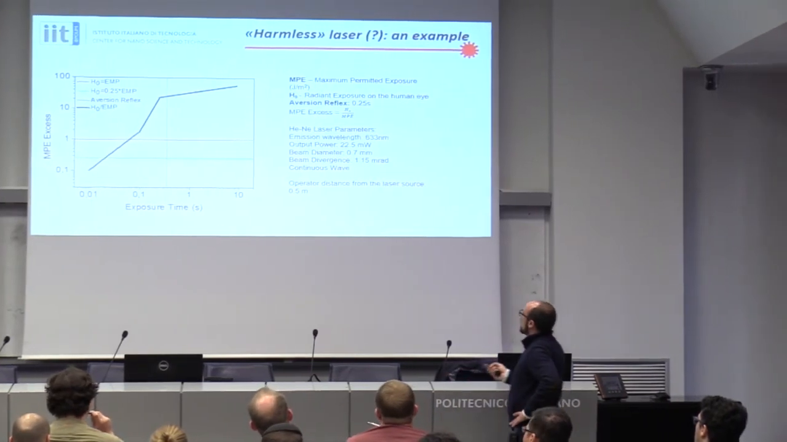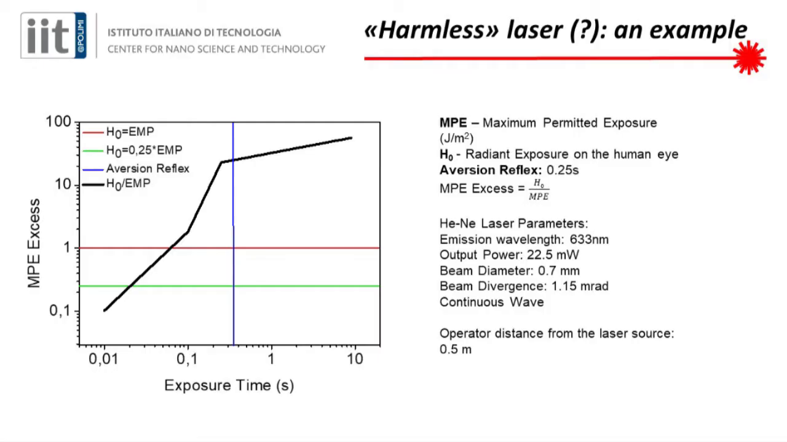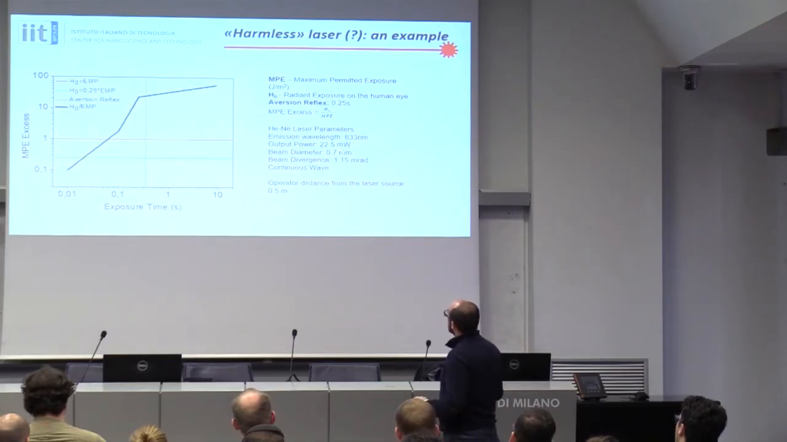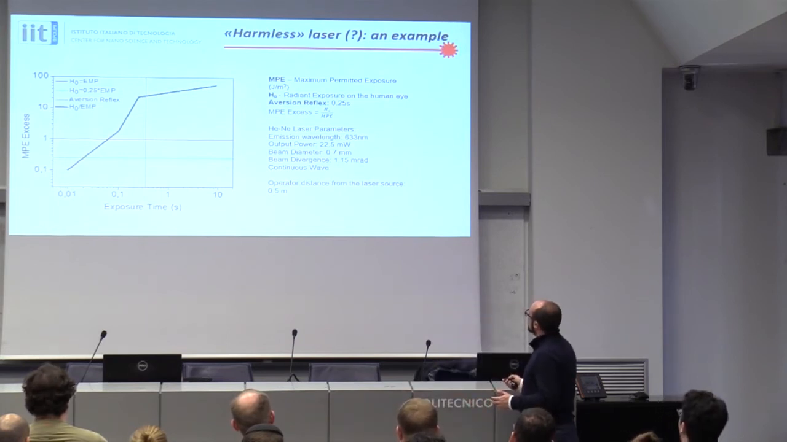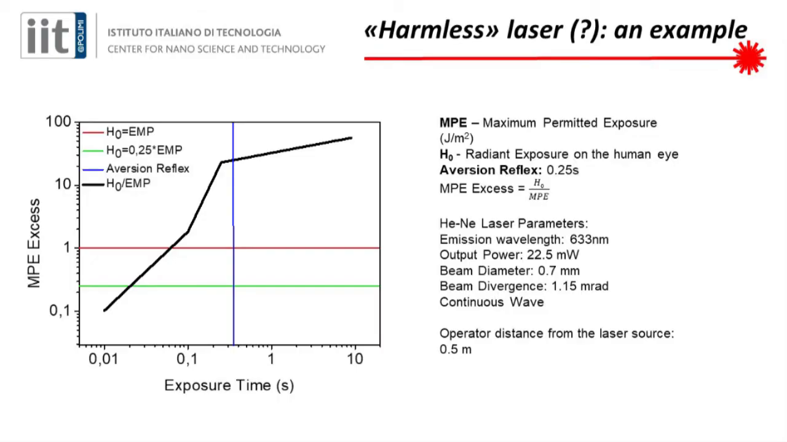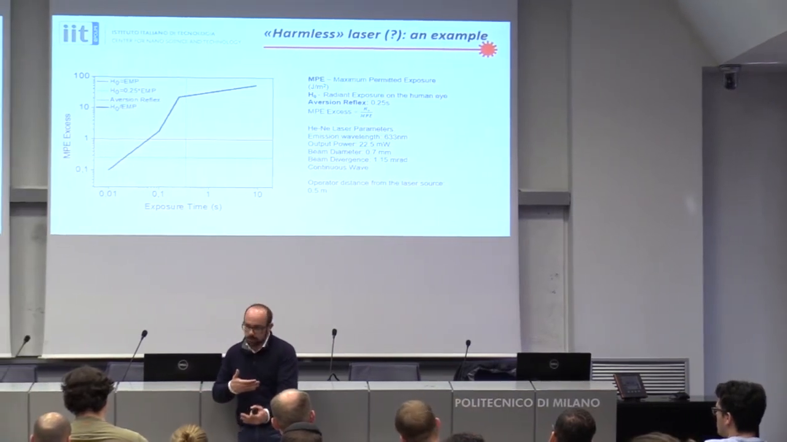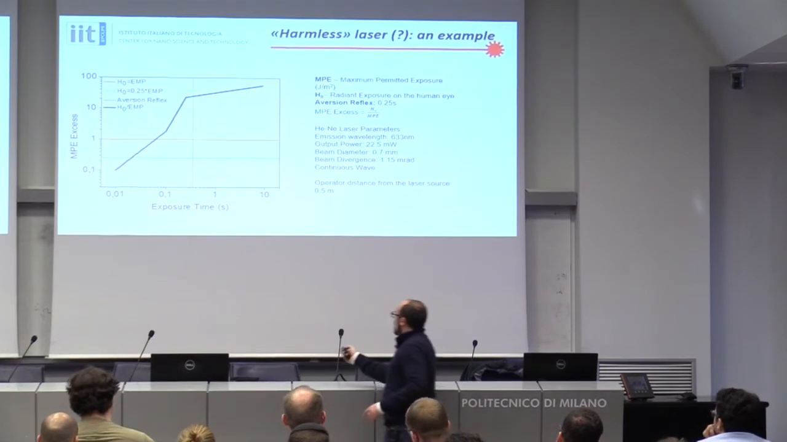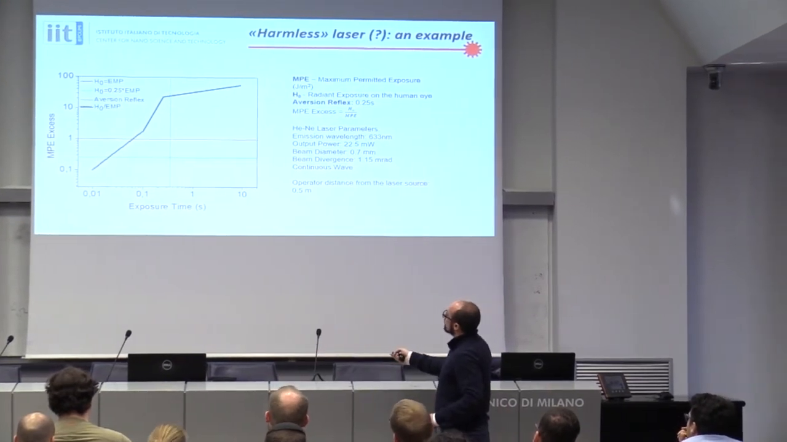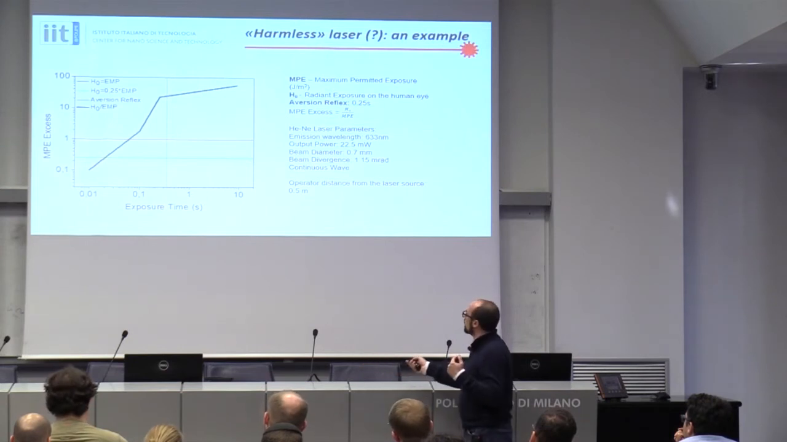This is an example I took from my labs. This is the most innocent laser that we have, okay? It's a helium neon laser. It's considered just fresh water by almost everyone. 22.5 milliwatts. Then these are all the other parameters, doesn't matter. I considered an operator distance of 0.5 meters, which is pretty standard. I mean, if you're working on an optical bench, you're going to be at about this distance from the source, okay? Now, if you see here, I plotted exposure time, so how long it stays in your eye. Then from here, it's nonsense because you're going to close your eyes, as I told you. But anyway, doesn't matter.